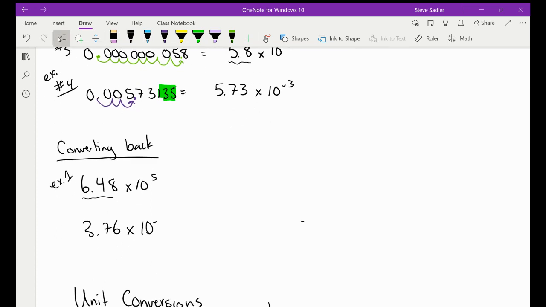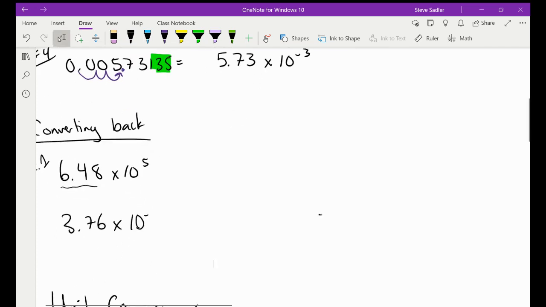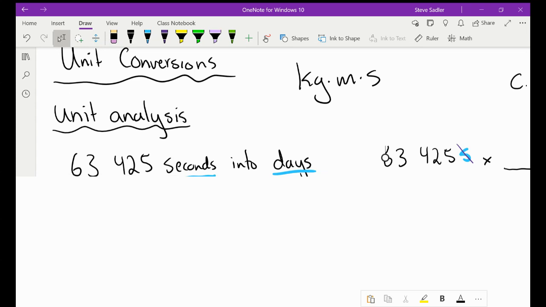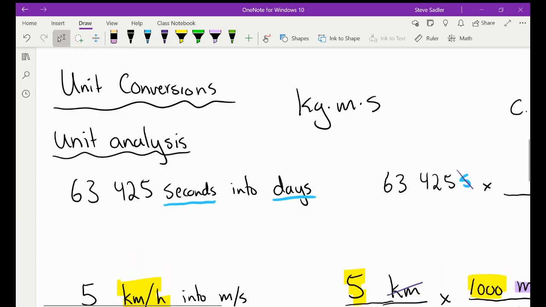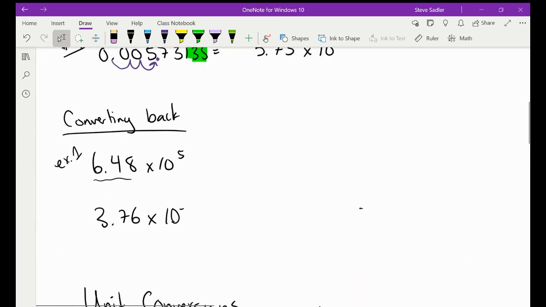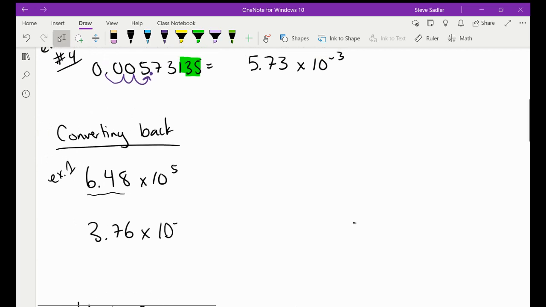Okay, converting back. I'll just zoom in a little bit. Oh, yeah, this is me with technology. This is basically how all my videos go. Like, what happened? How did that happen? Why is it happening?